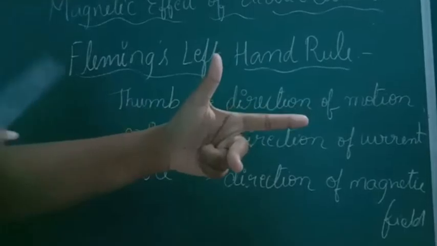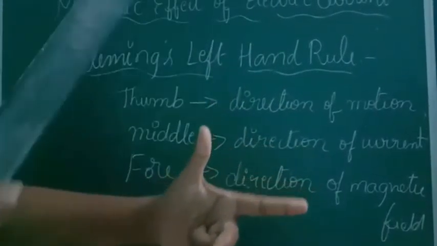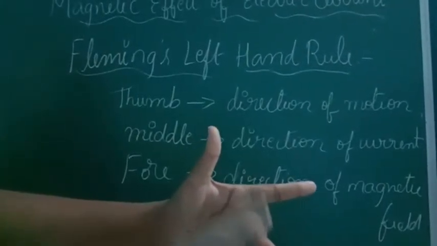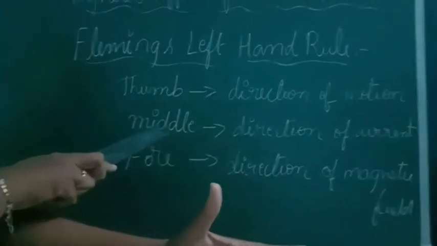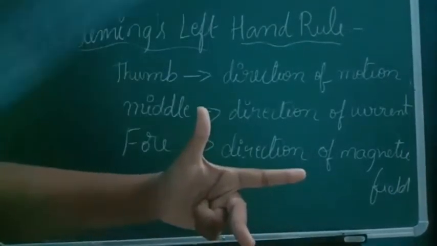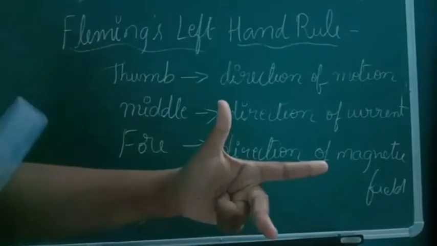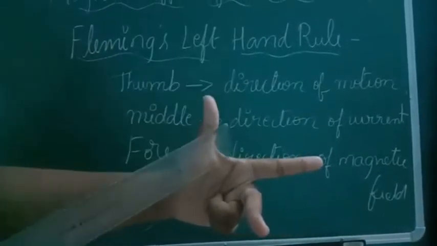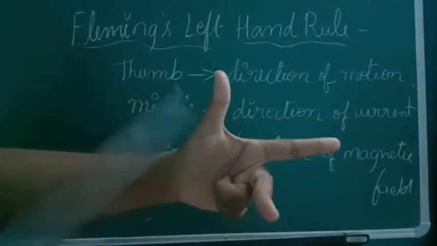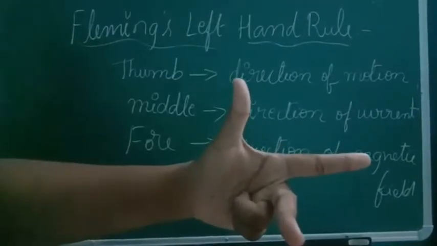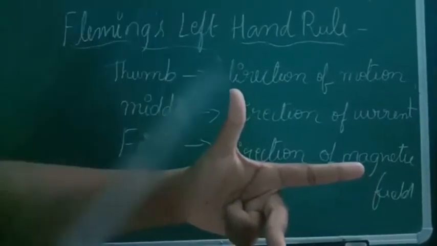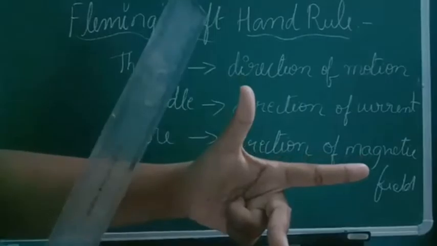Here I have written thumb, middle and fore. Here I have told you as center finger, so center is nothing but the middle finger. Thumb finger indicates the direction of motion. So always remember, the direction of motion of the conductor will be upwards. How is the thumb showing the direction? It is up. So the thumb finger indicates the direction of motion.